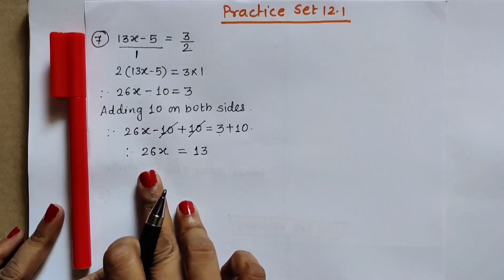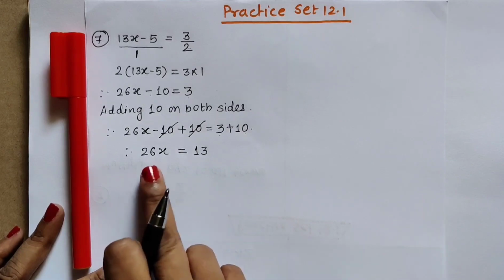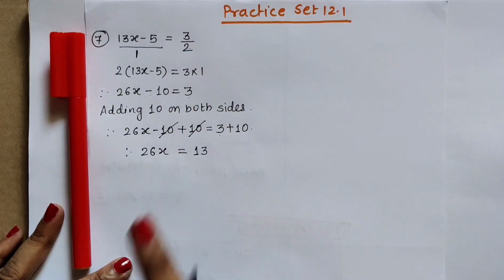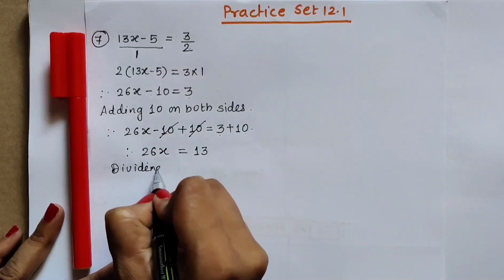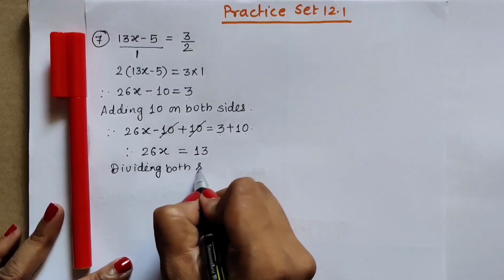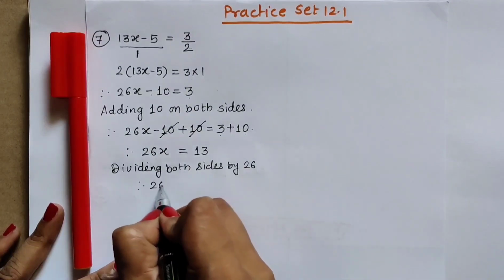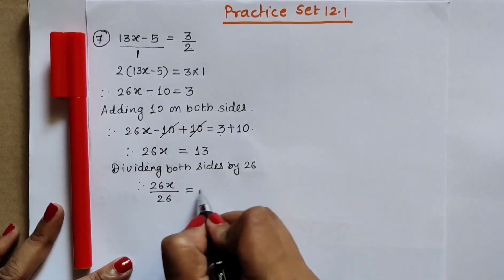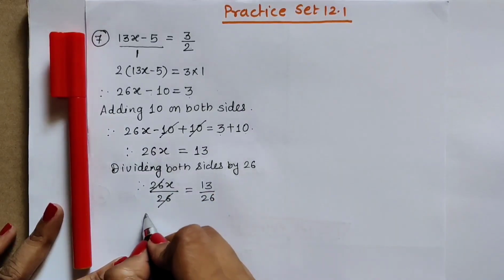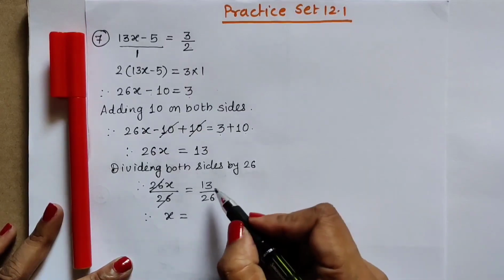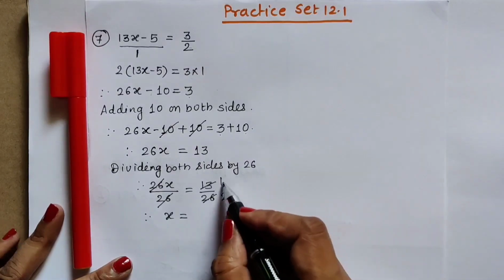Now 26 is there on the left hand side. This number has to be transferred to the right hand side. So here it is 26 multiplied by x. When we transfer it, it becomes divide by. So by dividing both sides by 26, we are going to divide 26x by 26 and 13 also by 26. 26 getting cancelled. We are getting x on the left hand side. Now on the right hand side, let us see. 13 ones are 13, 13 twos are 26. That means we are getting 1 upon 2.